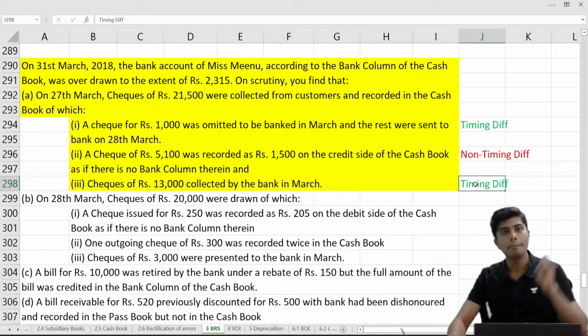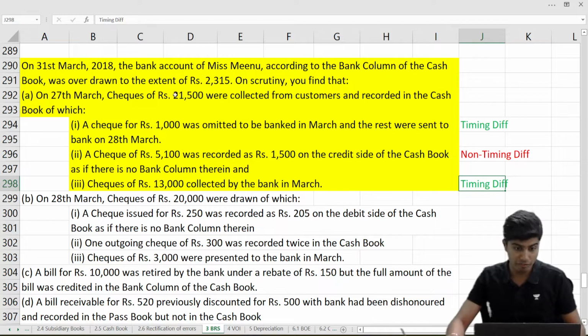Timing differences go to the BRS. Non-timing differences go to the amended cash book. Come on, let me write that. 21,500 minus 1,000 minus 13,000.